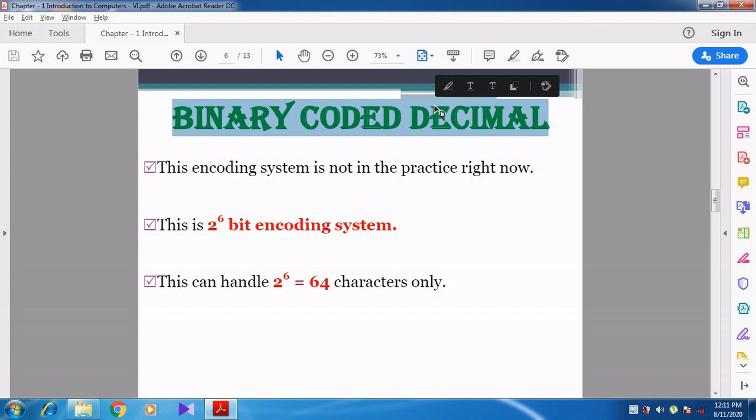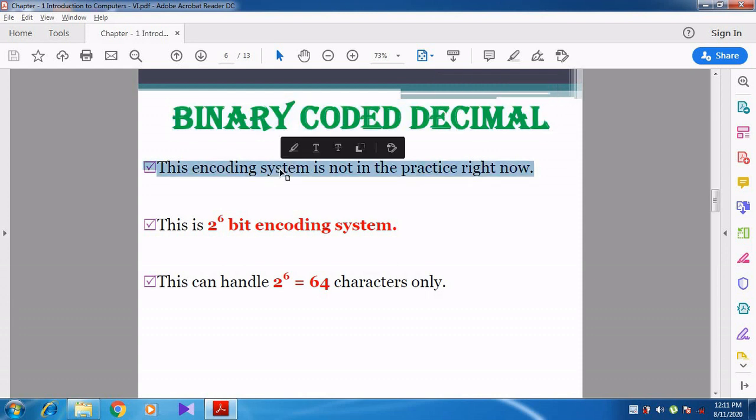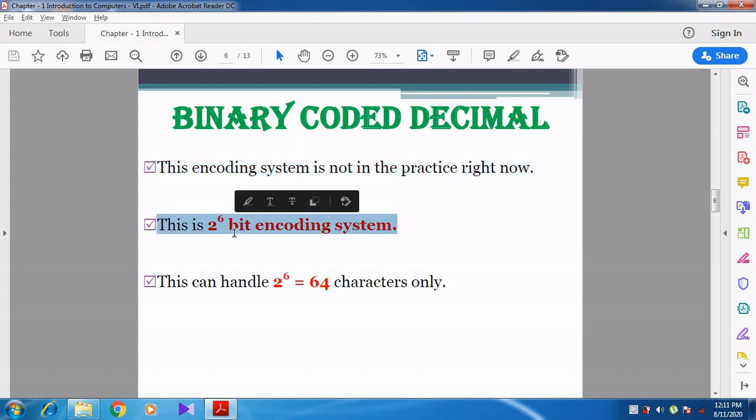What is meant by binary coded decimal? This encoding system is not in practice right now. We are not following this particular system. It was followed in the olden days. Binary coded decimal is a 2 power 6 bit encoding system. 2 power 6 means 2 power 0, 2 power 1, 2 power 2, 2 power 3, 2 power 4, 2 power 5, 2 power 6.